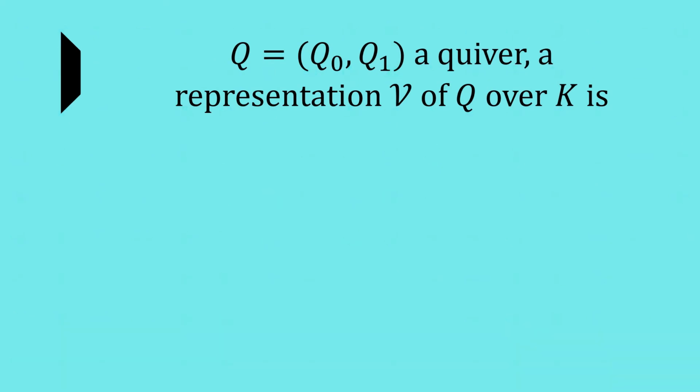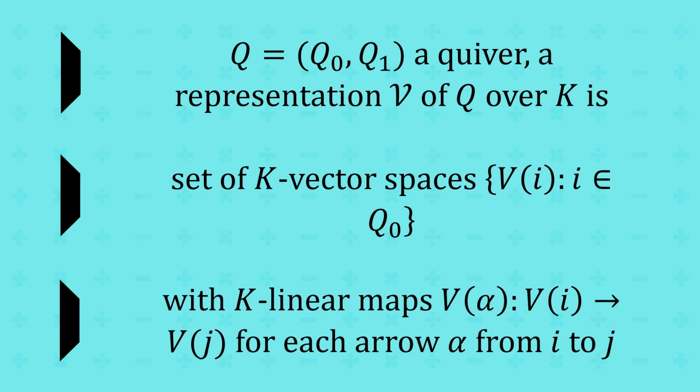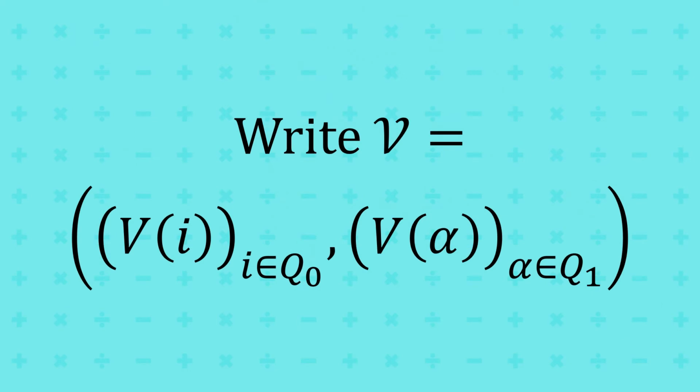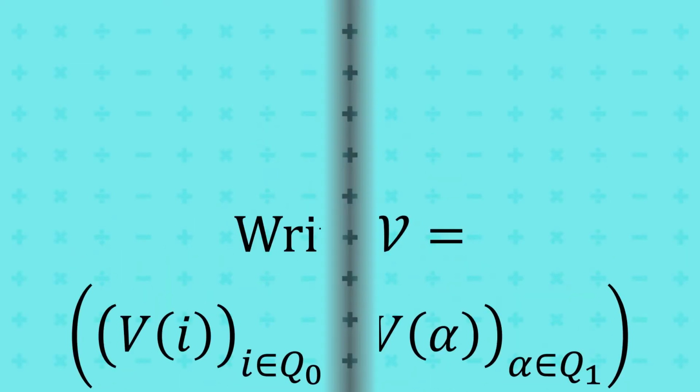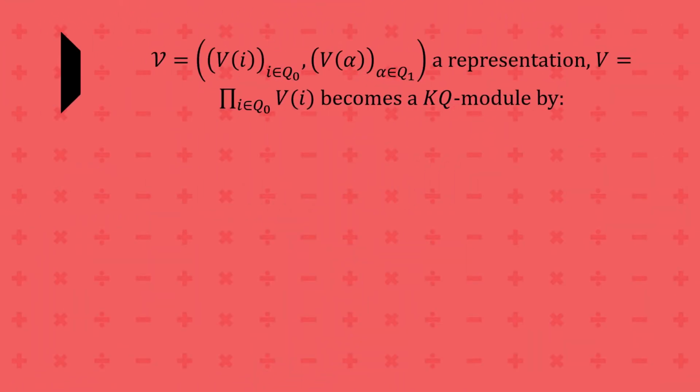If Q equals (Q0, Q1) is a quiver, then a representation V of Q over k is a set of k vector spaces Vi for i in Q0 with k linear maps V alpha from Vi to Vj for each arrow alpha from i to j. We can write V is equal to the tuple of the Vi for i in Q0 and the V alpha for alpha in Q1. Informally, for a quiver Q, a representation of Q is equivalent to a kQ module.